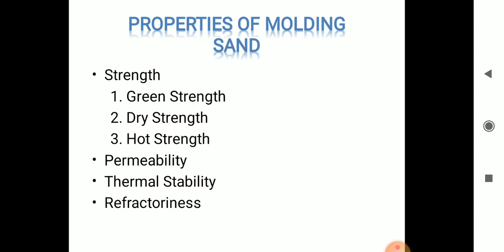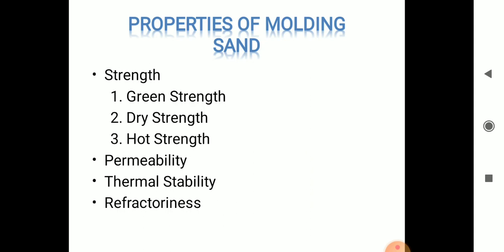Next one is the permeability. Permeability is the ability to let steam or other gases escape. The mold must be permeable, or porous, to permit gas to escape. This is the permeability.